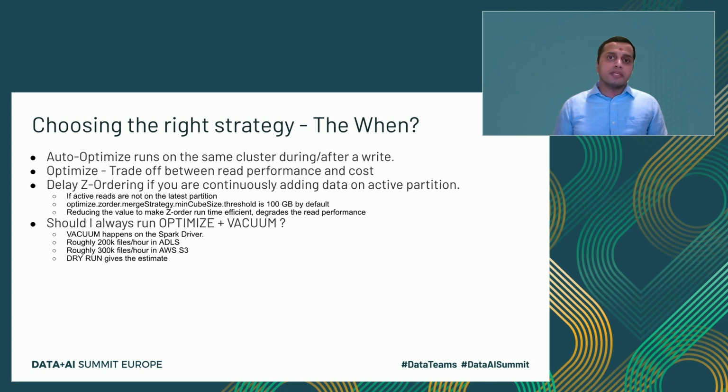So coming to the vacuum part now, many users ask us whether optimize and vacuum should be executed together. Optimize and vacuum are completely independent operations. So there is no reason that I have to run optimize and vacuum together. But again, these are operations that you have to run on your Delta table for the ease of manageability, so it's a good idea to combine optimize and vacuum into one single notebook job or so.